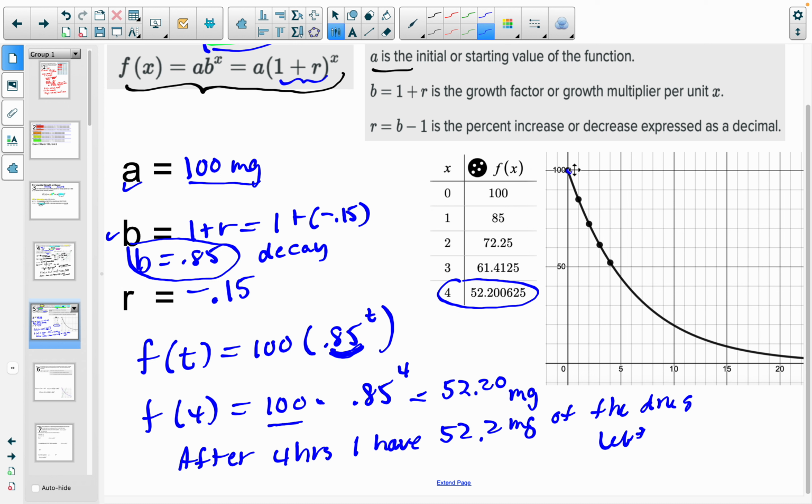And we can see here, if we graph it, it starts off here. When time is 0, I have 100 milligrams, and then it is decreasing, right? It's decaying. Decay, all right? And when I'm at 4 hours, I'm right here. So when 4 hours has gone by, I have 52.2 milligrams left.